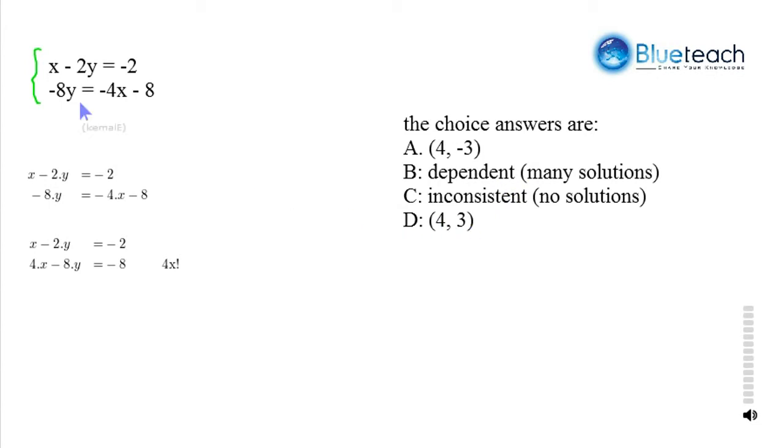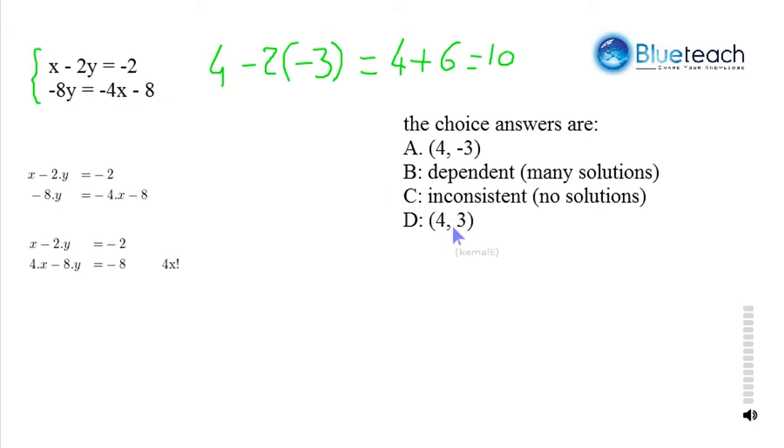So the first thing we can do is just replace the values and see what works. X equals 4, so that's 4 minus 2 times minus 3. Minus times minus is plus 6, so 4 plus 6 equals 10, and that's not equal to minus 2, right? And if you replaced it in the other equation, it wouldn't work either.